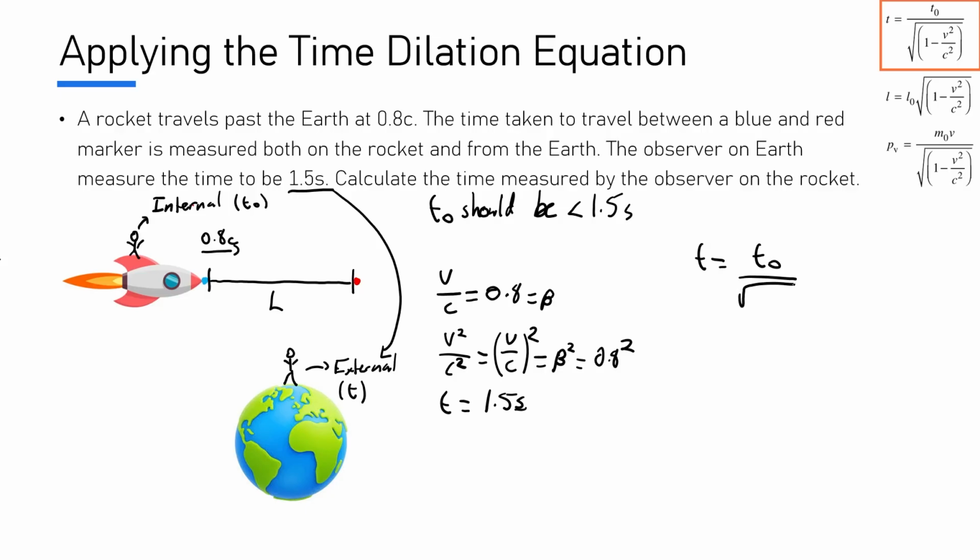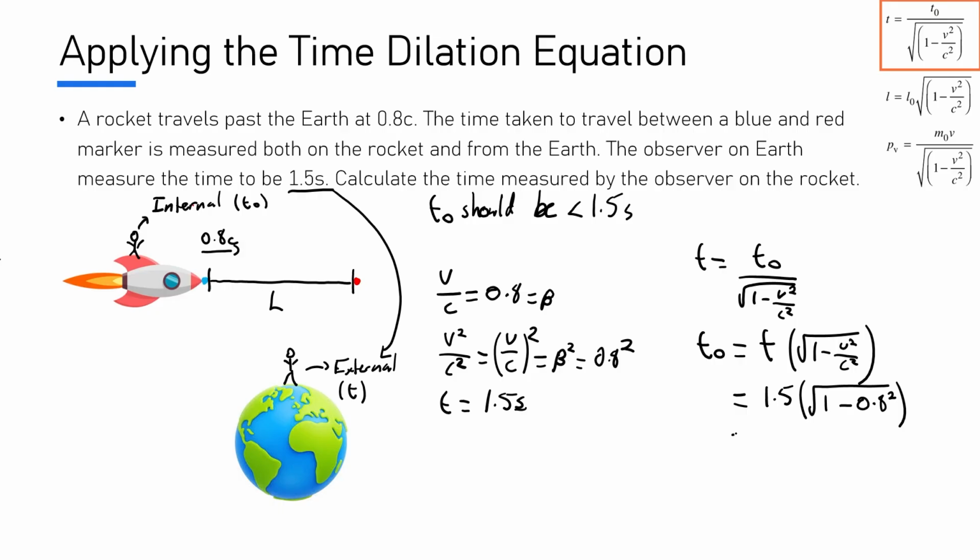So despite the formula being quite complex, the solution is fairly simple. All we need to do is make t0 the subject. And to do that, I'm going to multiply the denominator on the right-hand side up to the left-hand side. From here, all we need to do is substitute. And when you put that into your calculator, you should get 0.90 seconds. Noting here that we should be getting a smaller time as we predicted, because 1.5 seconds is the dilated time, a result of 0.9 seconds seems completely reasonable.